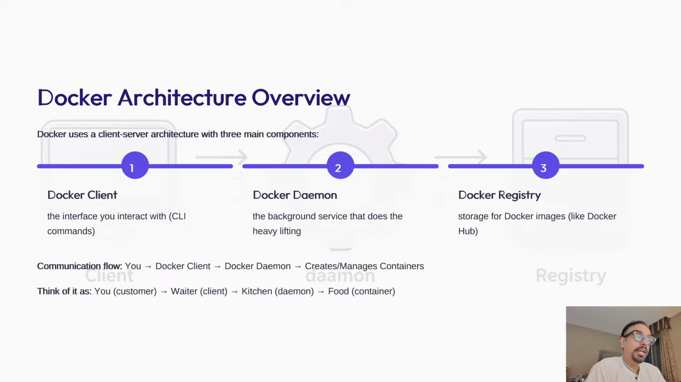The daemon is the brain. It builds the images, runs the containers, manages the network, and handles everything for you. And finally, next comes the Docker registry. It's like Docker Hub, which stores images that you can download and share. Think of it like a restaurant. You are the customer. The Docker client is the waiter taking your order. The Docker daemon is the kitchen preparing your food. And the Docker registry is the grocery store where ingredients come from. This separation makes Docker flexible and very powerful.